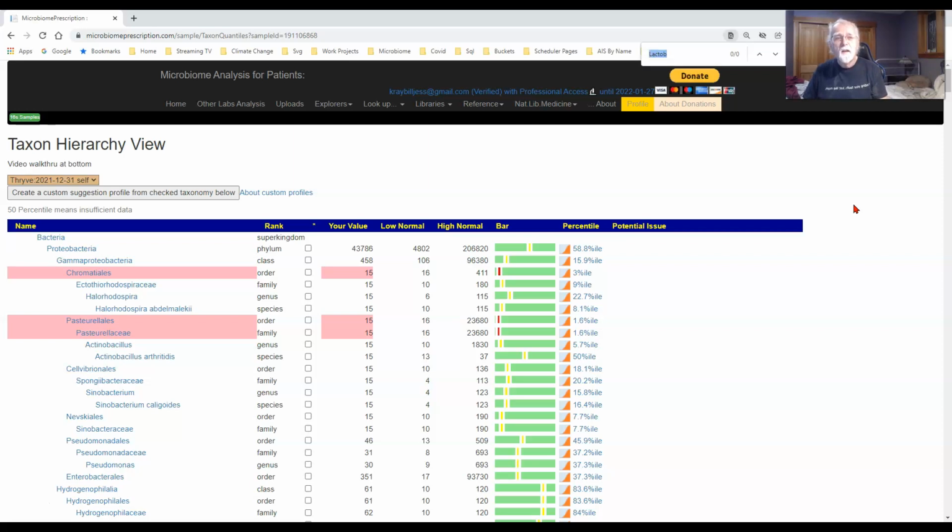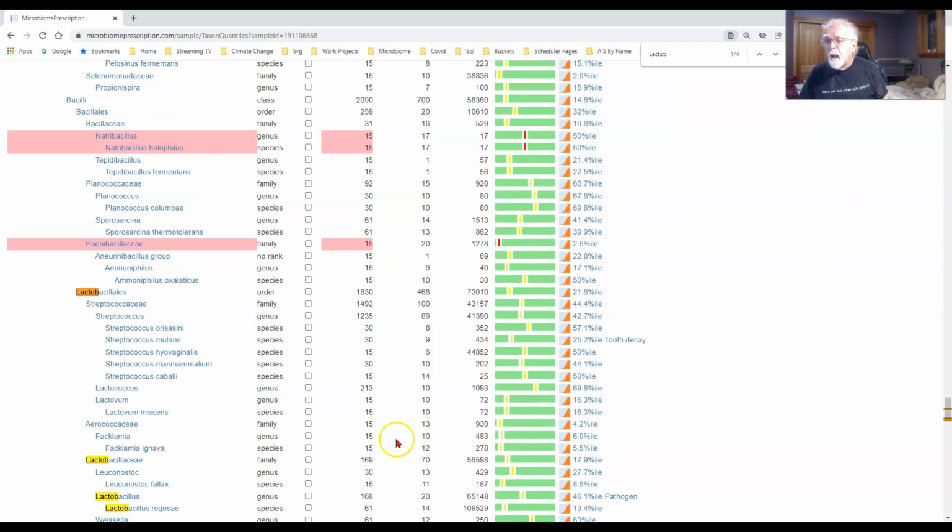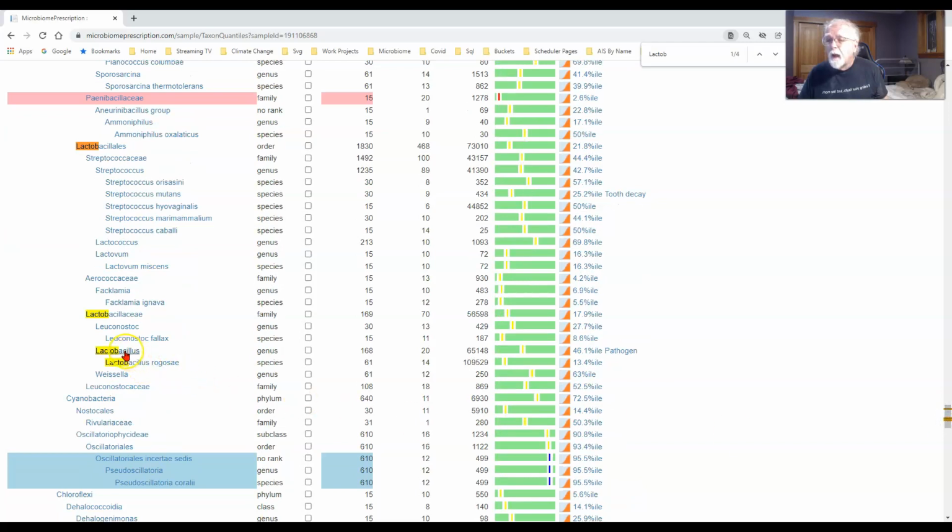For example, let's look for Lactobacillus. And down here we see we have Lactobacillus, which you probably know the name from probiotics. We have one genus in which we have a particular species. Species is usually the lowest rank in the taxonomy. This is called rank or organizational level. So we have exactly one there. So this is how much Lactobacillus.